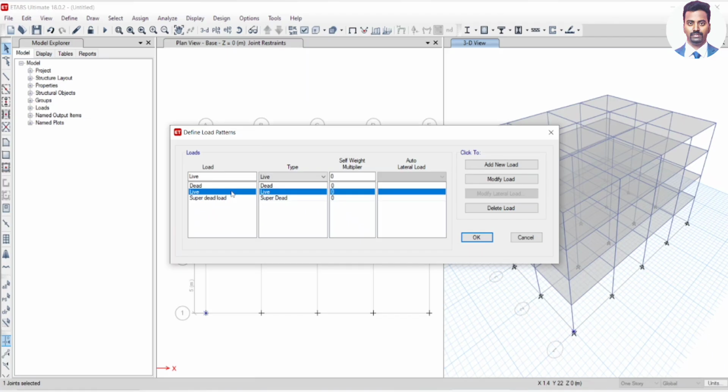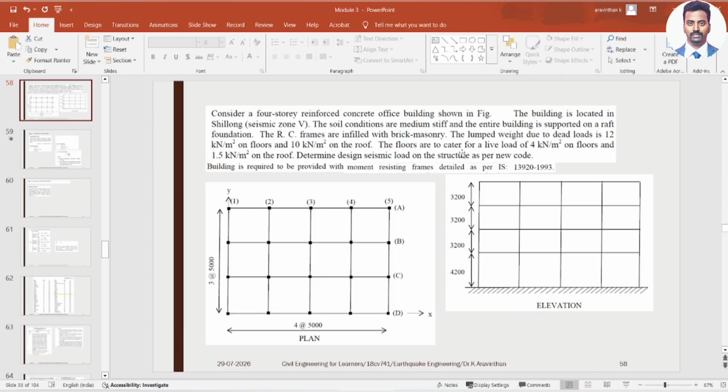Now let us provide a live load. We already have live load for floor. There are two types of live load, live load for floor and live load for roof. So we are having two types of live load here. Dead load due to wall is 12 kN per meter and 10 kN per meter, and live load for floor is 4 and roof is 1.5.